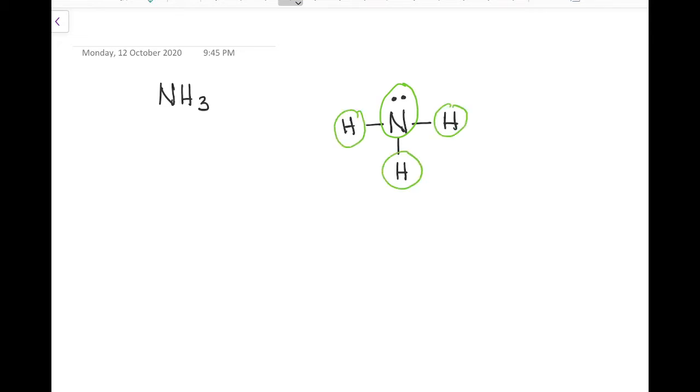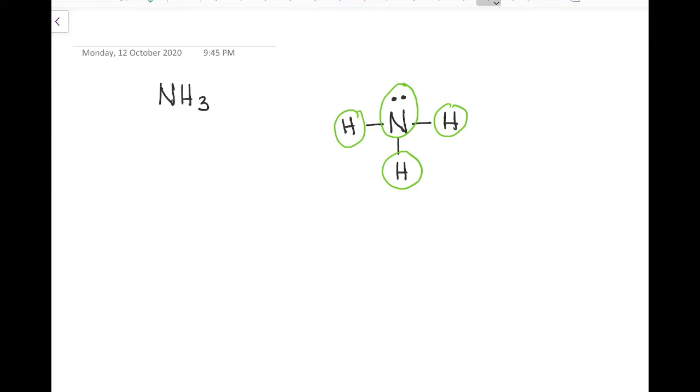So let's say we want to calculate the formal charge for each atom in ammonia. We already drew the Lewis structure before. So we need to calculate the formal charge for each atom. In this case, we have 1 nitrogen and 3 identical hydrogens, so we only calculate for one of the hydrogen atoms.